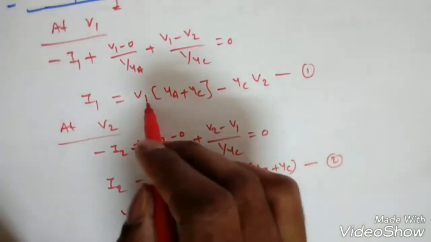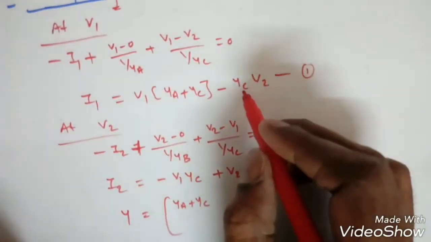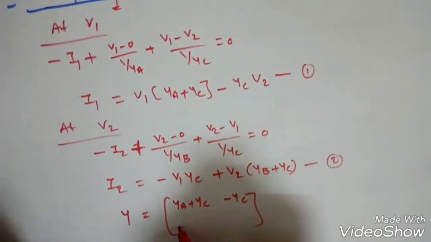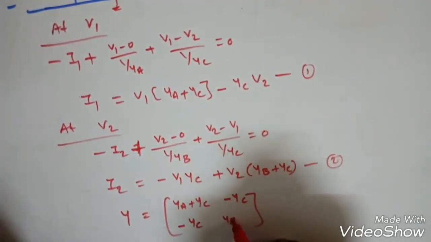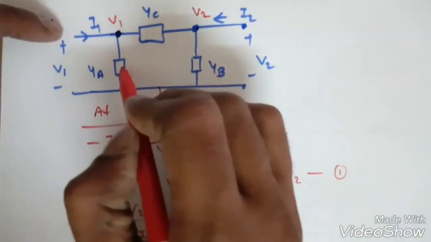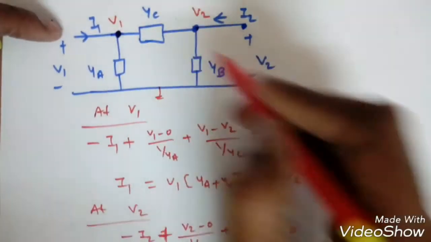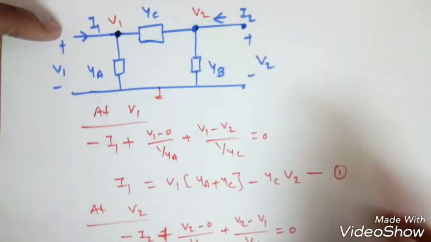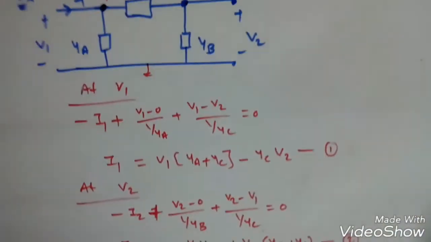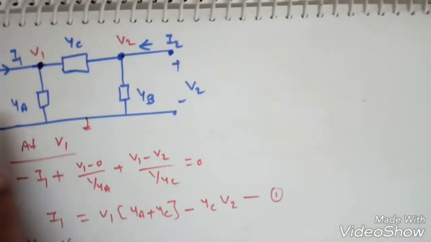Y is equal to, see, I1 is equal to y11 into v1, so ya plus yc, and y12 into v2, so minus yc. Similarly, this one minus yc, and this is yb plus yc. That means if we see any network like this, if we know ya, yc, yb, then y11 will become ya plus yc, y22 will become yc plus yb, and y12 and y21 should be minus yc. So this is a standard network. Once you remember this one, we can find it easily when we see a network like this.